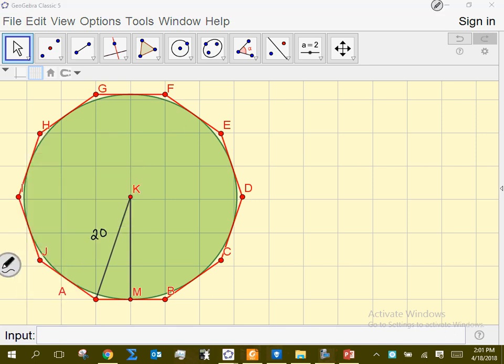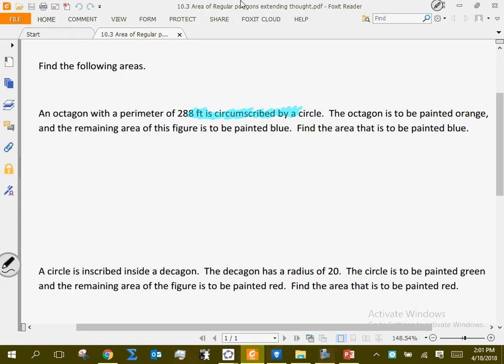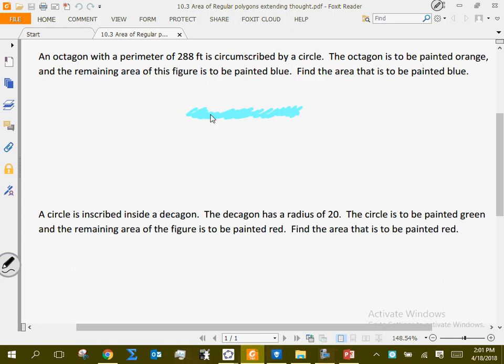I didn't get to this question. I was stuck on that. Okay. So reading this one, it says a circle is inscribed inside a decagon. Okay.